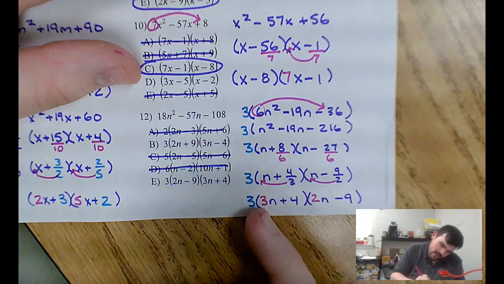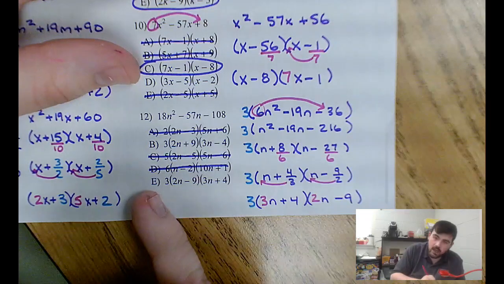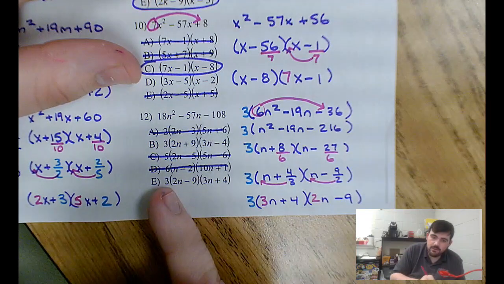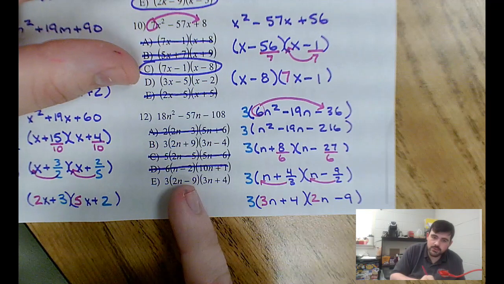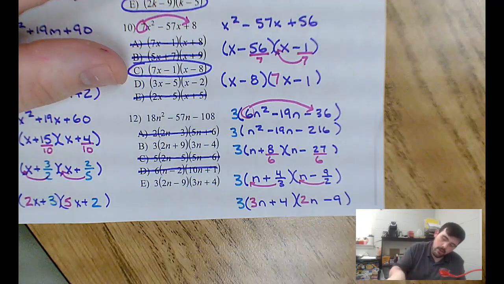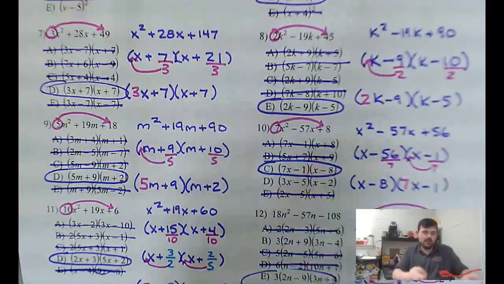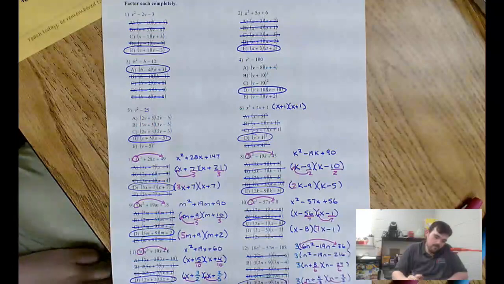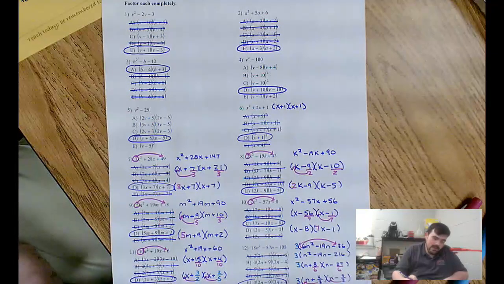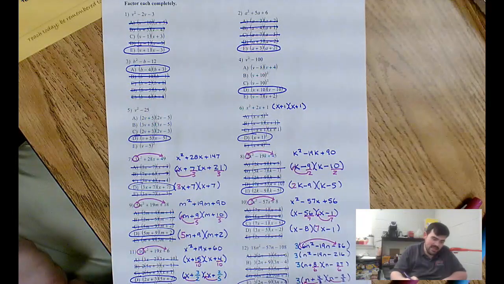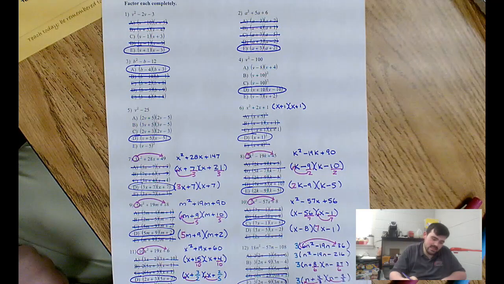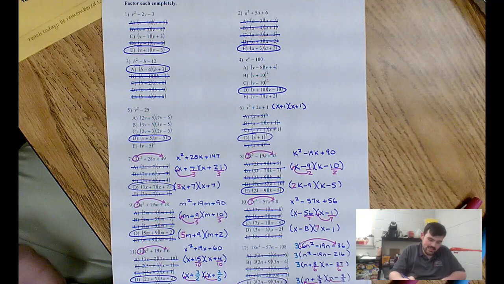Now I do have my answer written slightly differently from option E. I have 3n plus 4, and 2n minus 9 in a slightly different order, but the correct answer is E. Let me just summarize this, or go back over all the correct answers. From starting at number 1, the answers are E, E, A, D, D, D, D, E, D, C, D, E.